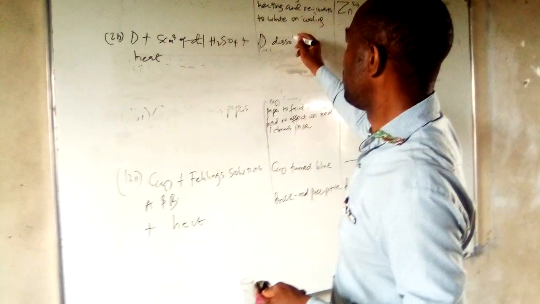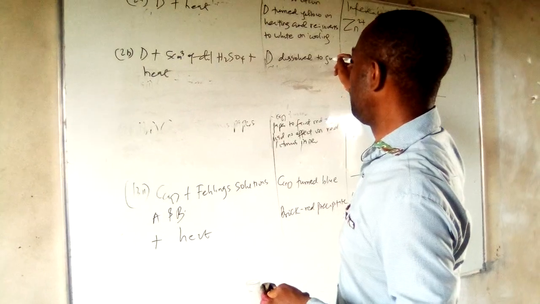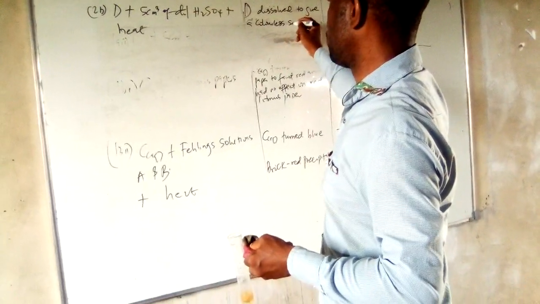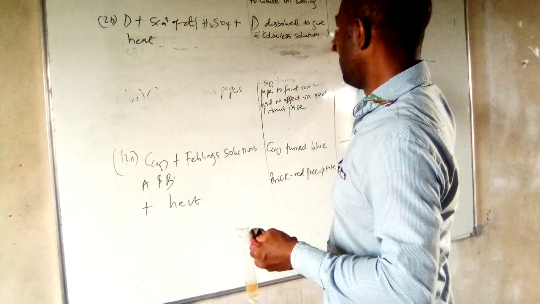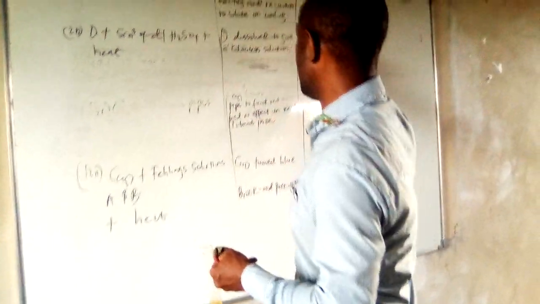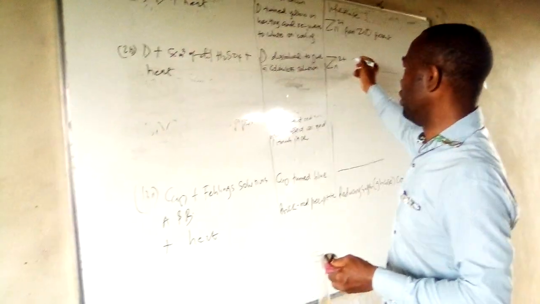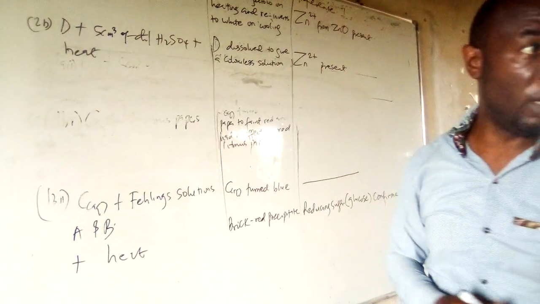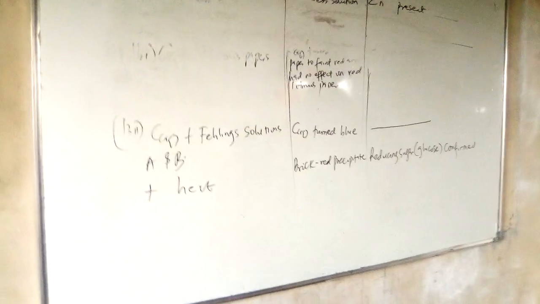Dissolved to give a colorless solution. Because this has zinc 2 ion present, because zinc salts are colorless in the aqueous solution.